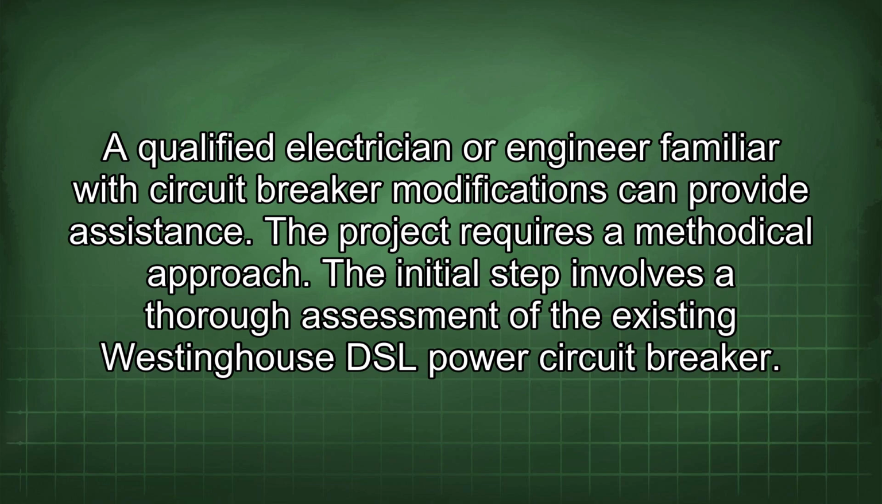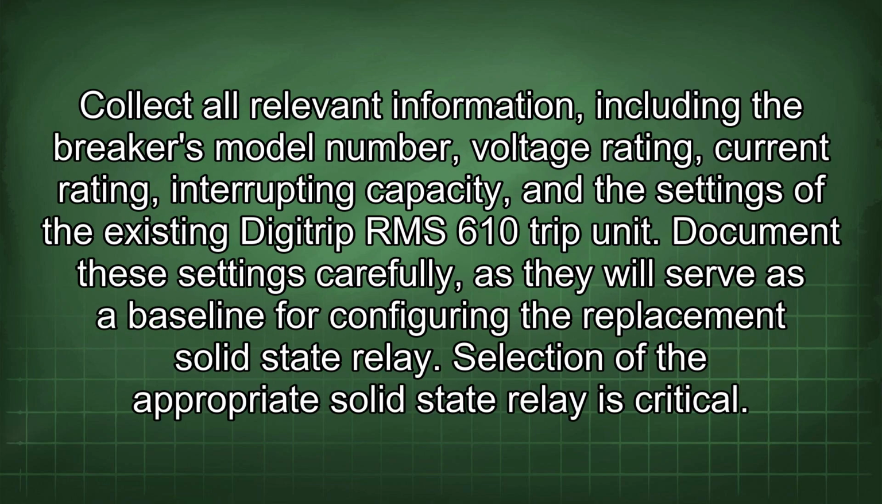The initial step involves a thorough assessment of the existing Westinghouse DSL power circuit breaker. Collect all relevant information, including the breaker's model number, voltage rating, current rating, interrupting capacity, and the settings of the existing Digitrip RMS 610 trip unit. Document these settings carefully, as they will serve as a baseline for configuring the replacement solid-state relay.